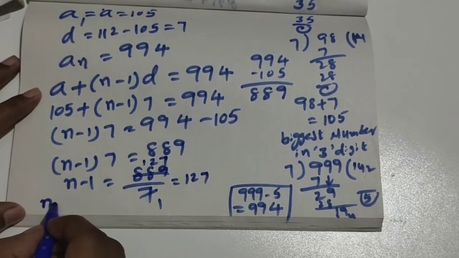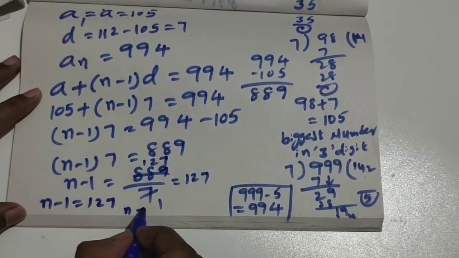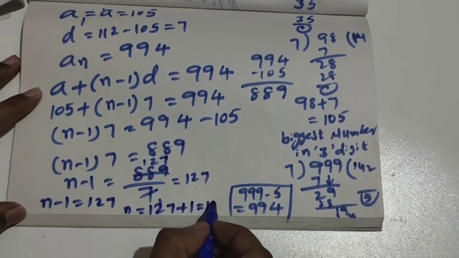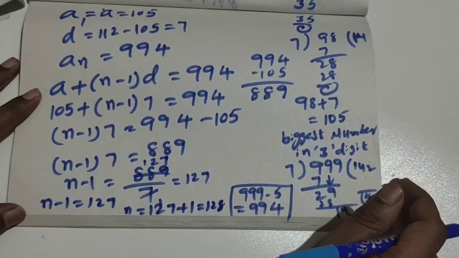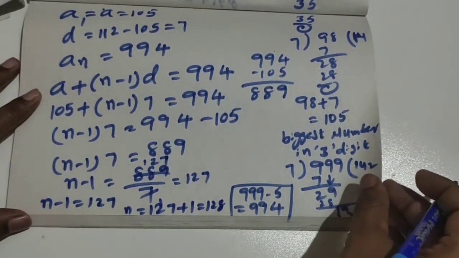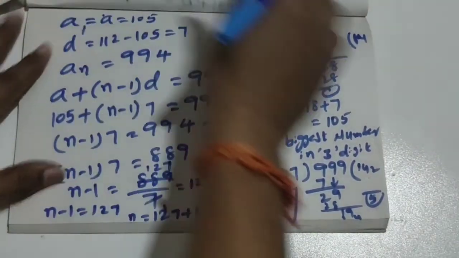So hence n minus 1 is equal to 127. Then n is equal to 127 plus 1, that is equal to 128. So the number of 3-digit numbers which are divisible by 7 are 128. So this is very important, this sum.